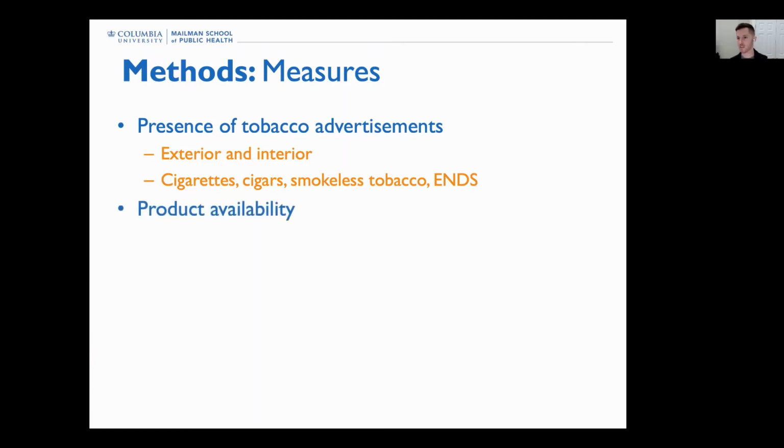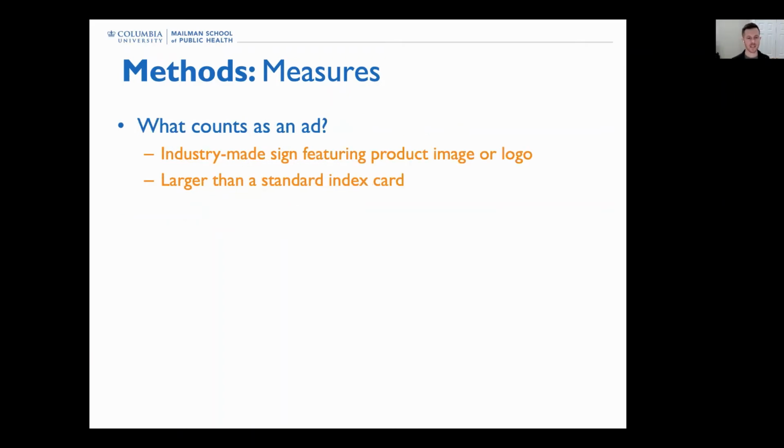And we also assessed product availability, because actually not every store carries cigars or vaping products. So we wanted to see if there were differences in availability as well. So we spent about, I'd say, 10 hours in the classroom training data collectors on how to capture ads. So we used a lot of example storefront images and trained data collectors how to identify ads.